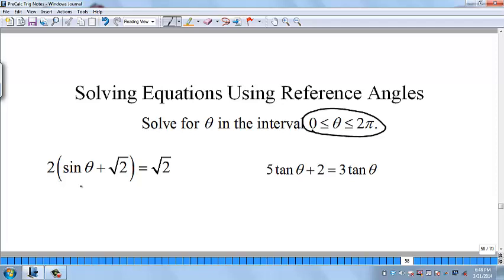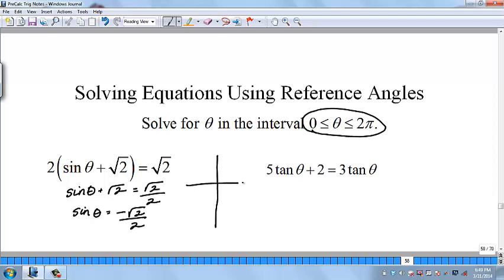And if I do, I get sine theta plus radical 2 equals radical 2 over 2. Now if I subtract radical 2 on both sides, I get sine theta equals radical 2 over 2 minus radical 2, and if I have a common denominator, I'm going to end up with negative radical 2 over 2. Okay? Now this should look familiar to you if you're like, oh, that's 45 degrees on my reference table. So I look and see where sine is negative, and sine is negative in quadrant 3 and quadrant 4.